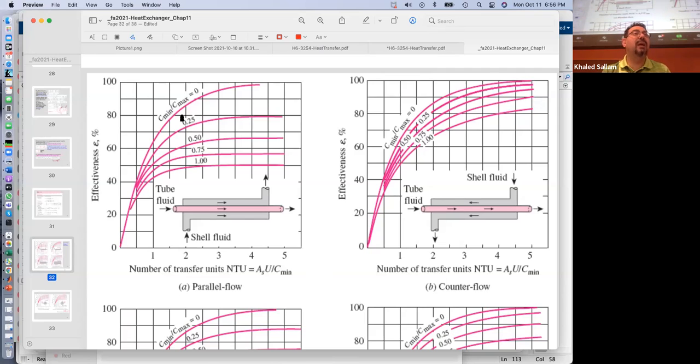Here, C min over C max becomes 0 if C min is 0, which is not the case, because then we don't have a flow, we don't have a heat exchanger. Or C max is infinity. When will C max be infinity? When delta T is 0. When will delta T be 0? When the other fluid is going through phase change. So from the start till the end, its temperature is constant. So while the cold is doing this, the hot is doing this.